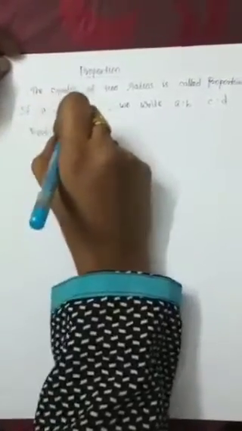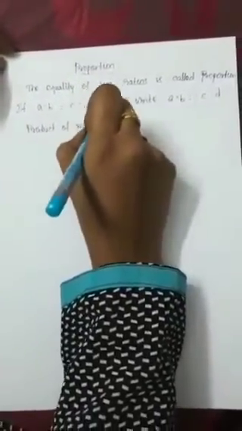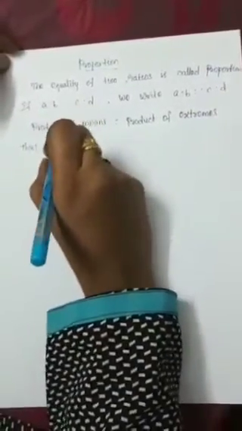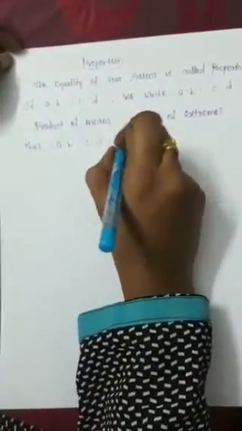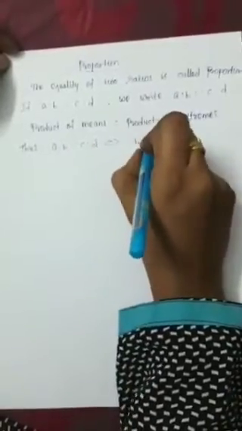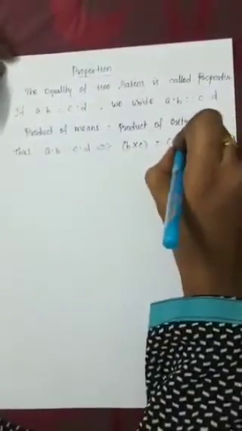So the rule is product of means is equal to product of extremes. Thus, A is to B is in proportion with C is to D is nothing but product of means. Here the mean terms are B and C. So B into C is equal to product of extremes, that is A into D.